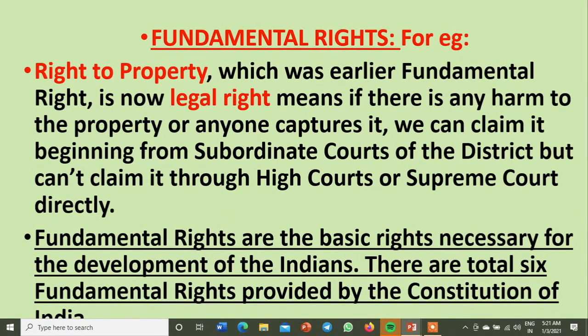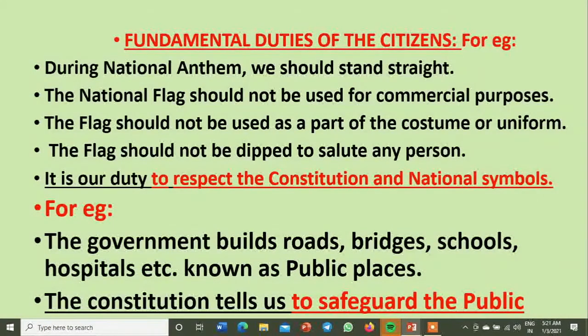There are a total of 6 fundamental rights provided by the Constitution of India. Now, the next feature is the fundamental duties of the citizens of India. Students, at home you have some duties towards your parents, like you must study well. This is your duty towards your parents to show them your loyalty. In the same way, you have your duty towards your younger brothers and sisters to take care of them. These are your duties. In the same way, as citizens, we have some duties towards the government.